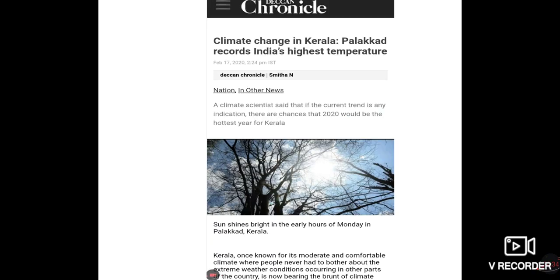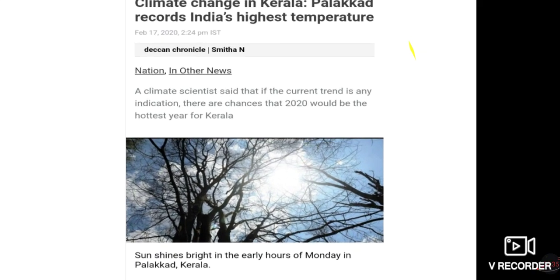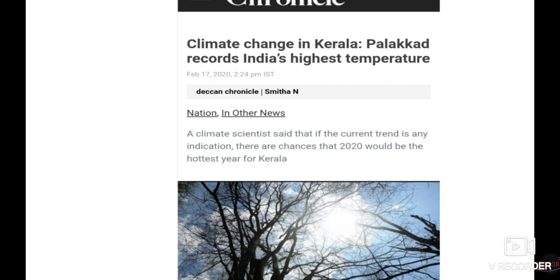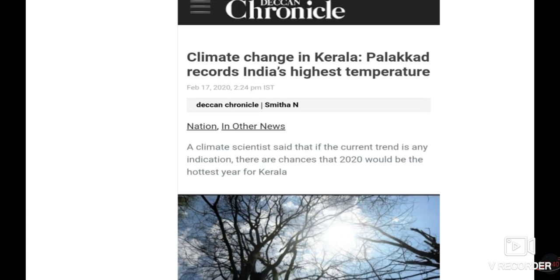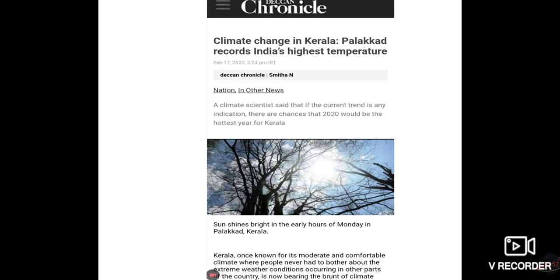Okay, then another one, see, this is one of the examples from Kerala. In a Deccan Chronicle report of 17 February 2020, the highest temperature in India was recorded in Palakkad district. Highest temperature. So all this is the impact of climate change.